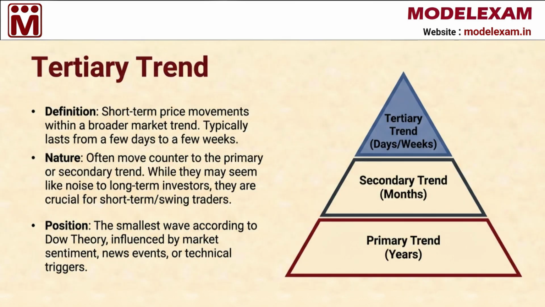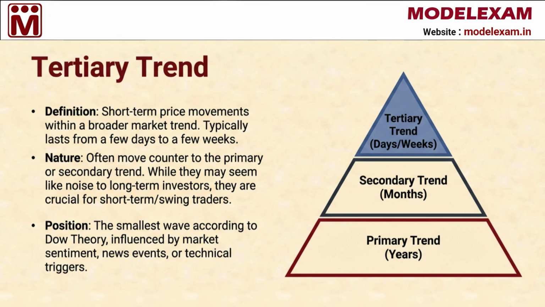Finally, let us zoom into the smallest wave, the tertiary trend. These are short-term price movements that happen within the broader trends. They typically last just a few days to a few weeks. To a long-term investor, this looks like noise. But for a day trader, this is where the action is. These trends are highly sensitive to daily news and rumors.